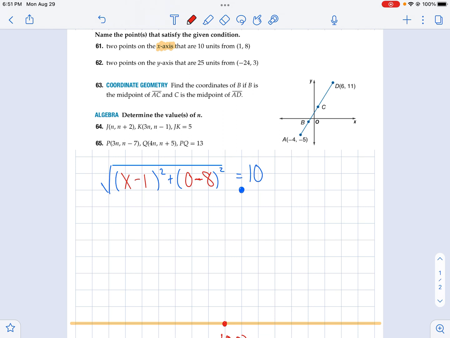So I'm going to square both sides: x minus 1 squared plus negative 8 squared equals 100 if I square both sides. And now I can take this x minus 1 squared, and that means x minus 1 times x minus 1. All I'm doing is simplifying here. I could also leave that as x minus 1 squared. Either way, it doesn't really matter.